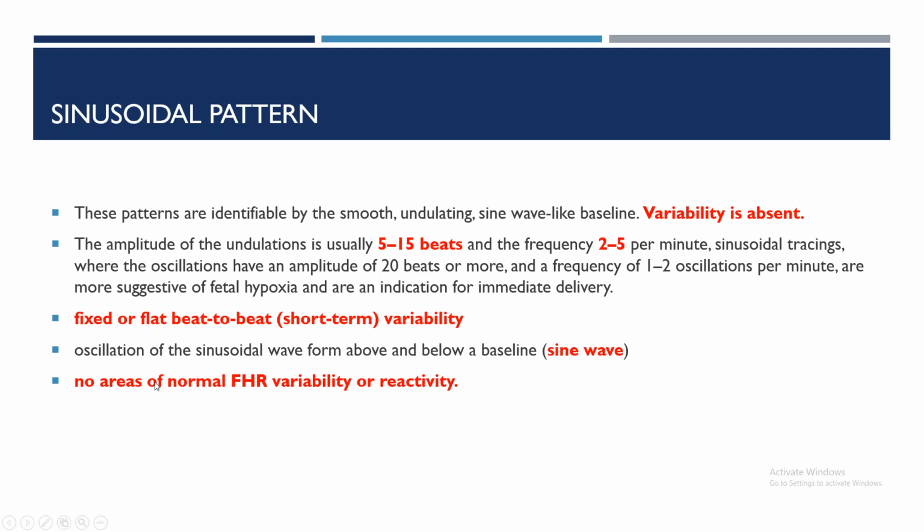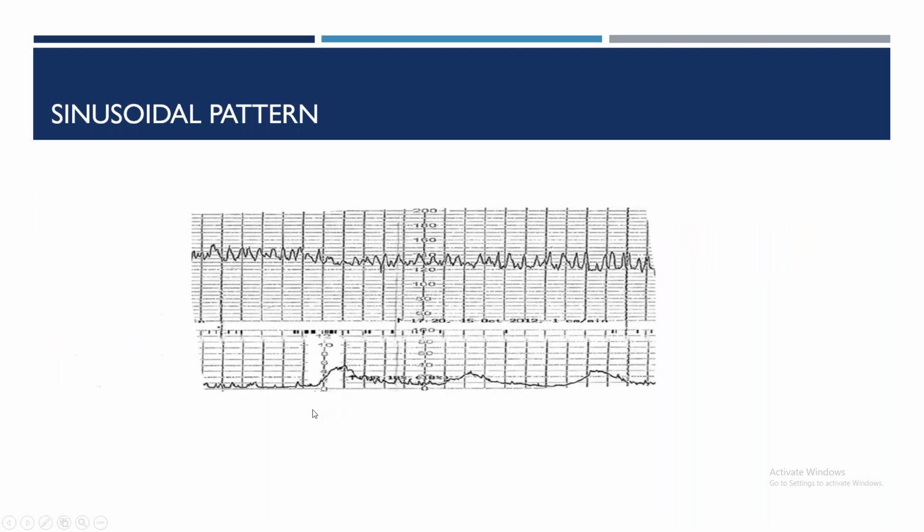That means absent variability. It is oscillation. What do you mean by sine wave? It is oscillation of this wave above and below the baseline, and there are no areas. What is the most differentiating feature? There are no areas of normal FHR variability or reactivity. Okay.